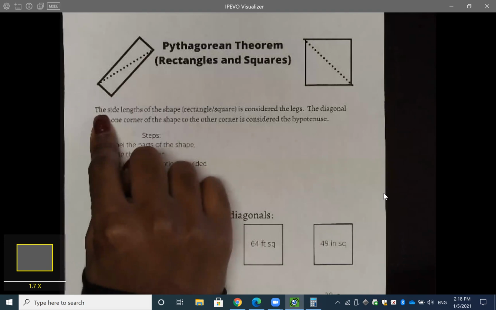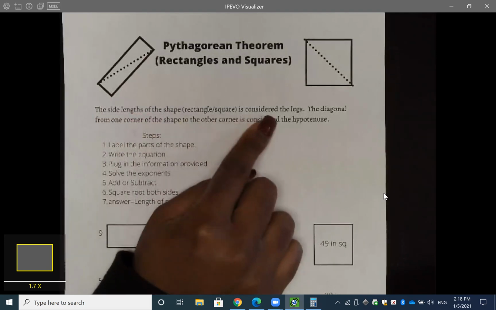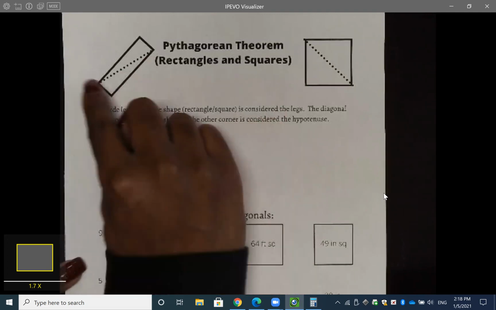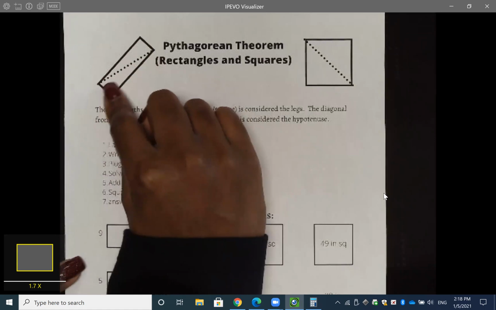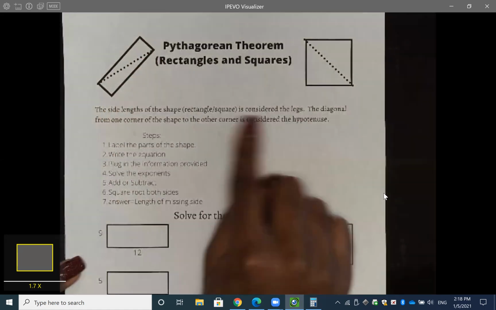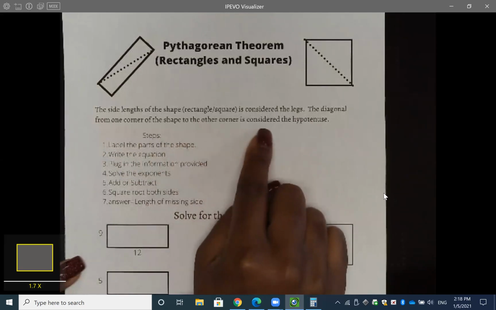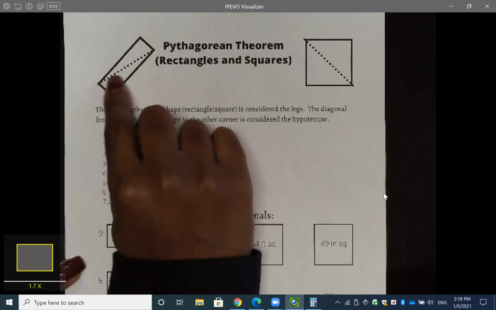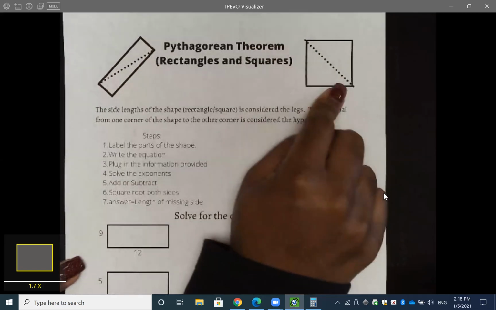So always know that the side lengths of the shape, whether it's a rectangle or a square, are considered the legs. So if you're looking at this, the outside, what actually makes the shape, that is considered your legs. The diagonal from one corner of the shape to the other corner is considered the hypotenuse. So when you go from one corner to the other corner, this line right here is your diagonal.